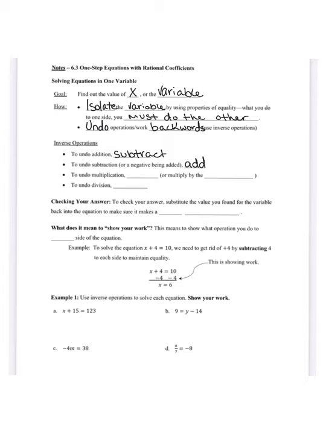To undo multiplication, we divide, or we can multiply by the reciprocal. And so at some point throughout the notes, you'll see where we are multiplying with a fraction. So to undo that, we would multiply by the reciprocal. And to undo division, we multiply.